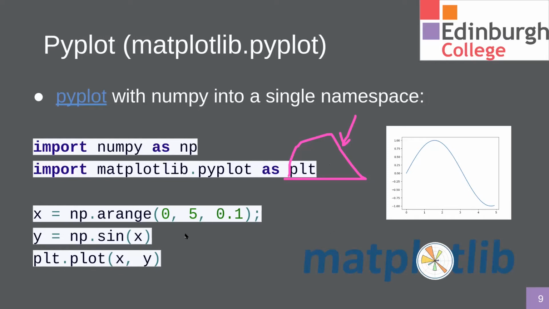Okay, so here we have a really simple example. We have an X and a Y variable. Okay, and then we're going to use Numpy as well. Okay, imported as NP.